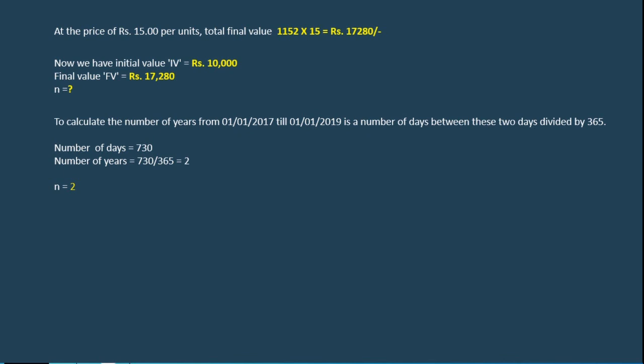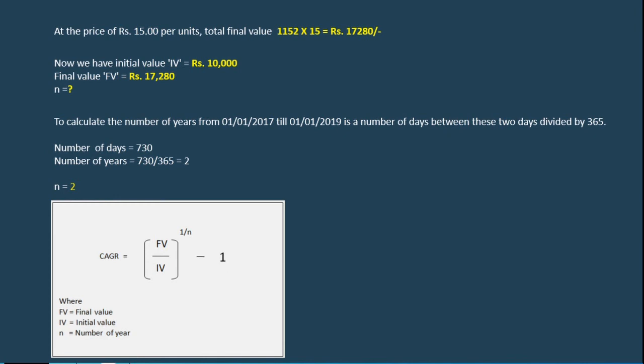Now put these three values in the formula. 17,280 divided by 10,000, whole to the power 1 by 2, minus 1, which gives 0.3145, and in percentage terms it is 31.45%.